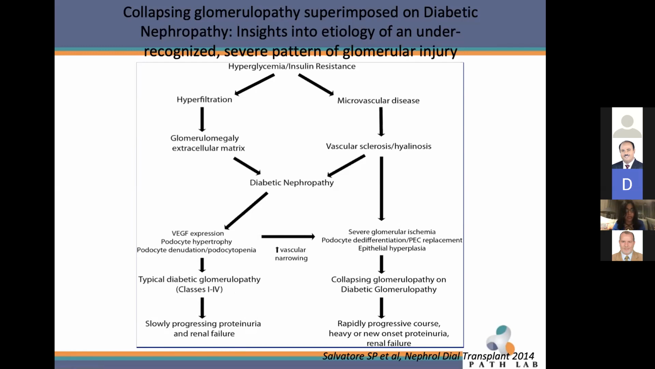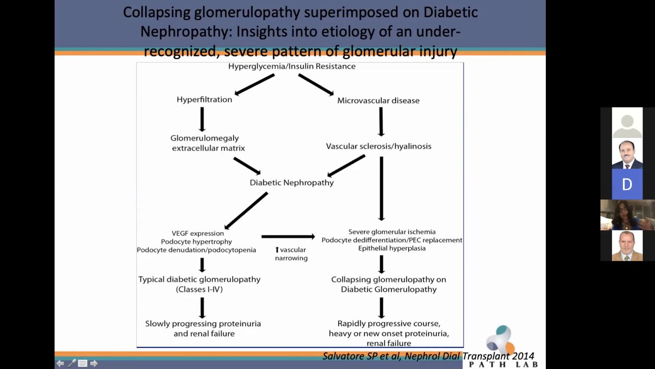So this is 90% of your patients. But some patients actually have the predominant arm in their microvascular disease. So they get dominantly microvascular disease, then they get vascular sclerosis and hyalinosis. They develop also diabetic nephropathy, but they can also develop severe glomerular ischemia, and the podocytes would undergo dedifferentiation instead of podocytopenia, and then they are going to be hyperplastic.